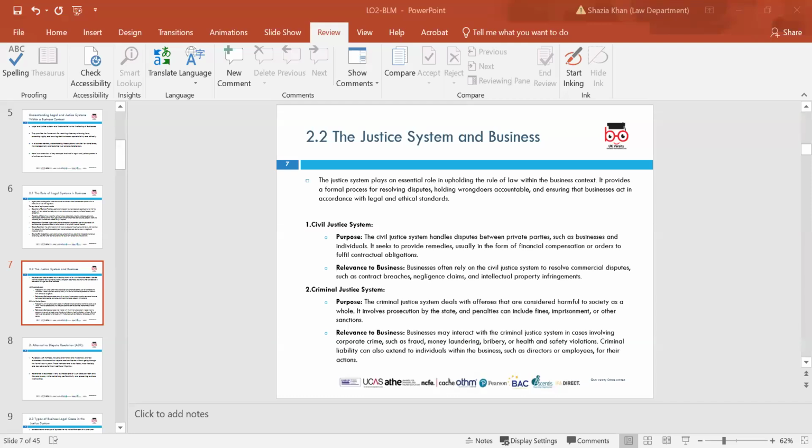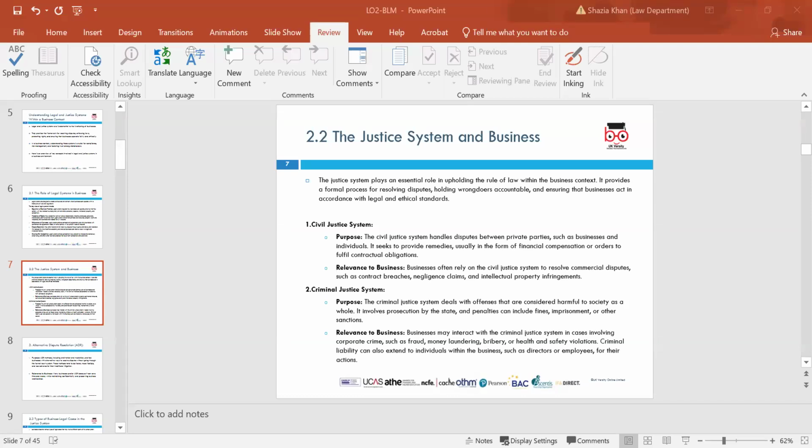So we look at elements of things that happen within the workplace, and why it's so important when we look at businesses and criminal law, and how business interacts with the criminal justice system, making sure that they are not committing any sort of crimes, or any issues of money laundering, bribery, that would fall within the criminal side of it.